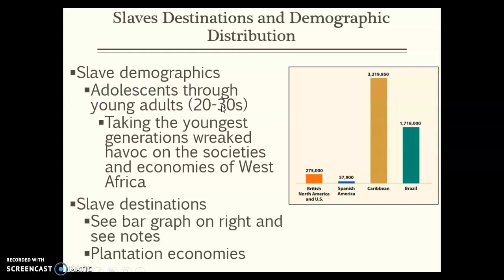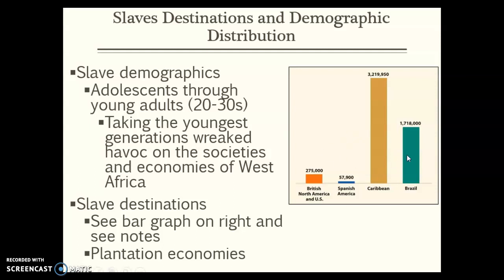Mostly they went after young adults and adolescents to pick as slaves. And just think what this must have done to the West African societies, to take the youngest generations for a couple hundred years. It's going to be a massive decline to the population. It's going to change society in many ways.